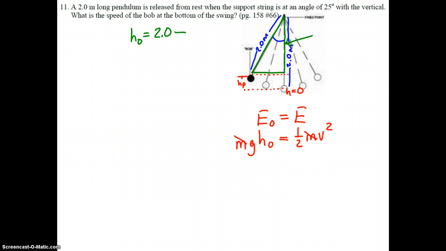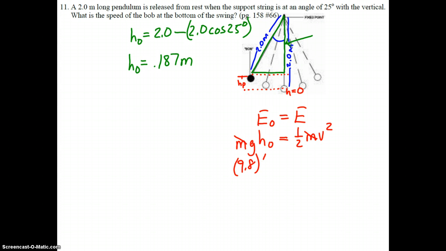Well, how would we find that green leg? If we know the angle is 25 degrees, marked where I marked it in blue, and the hypotenuse of the right triangle is 2 meters, what side are we looking at compared to the angle? That's the adjacent side. So we know that we'd use the cosine trig function to find that leg, and that would be 2 meters times cosine of 25 degrees. So h_o is 2 minus 2.0 cosine 25 degrees. We go ahead and calculate, and we get an h_o value of 0.187 meters. We're going to carry that in extra digits and not sig fig ourselves. All right, we're ready to proceed.